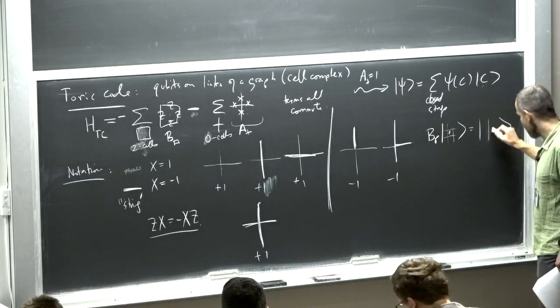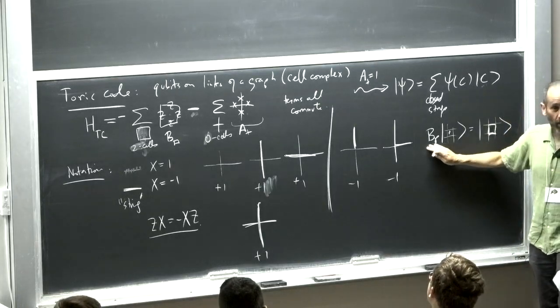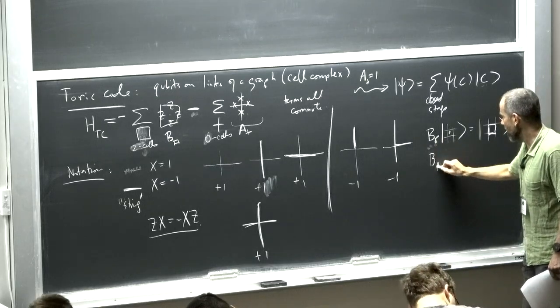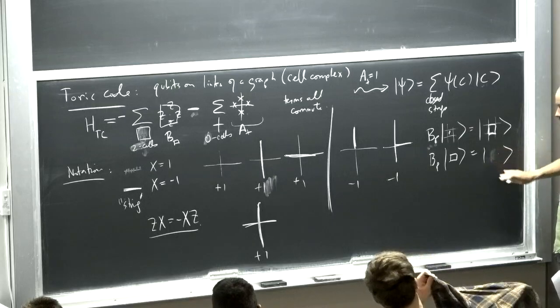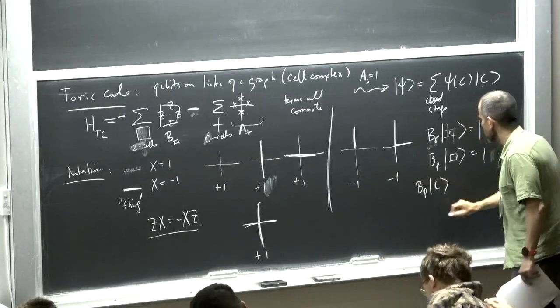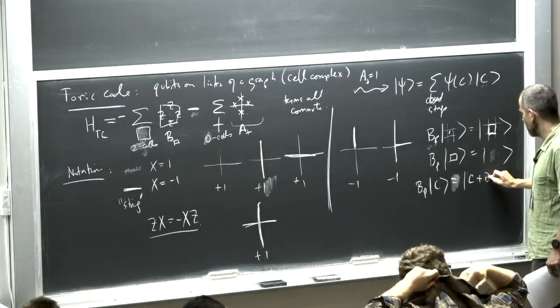Yeah, I get a closed string on the boundary of that plaquette, right? So this thing is a creation operator for a closed string on the boundary of the plaquette. It's also an annihilation operator. If I start with this state, I get back to this state. And more generally, BP acting on this curve C is C plus the boundary of P.